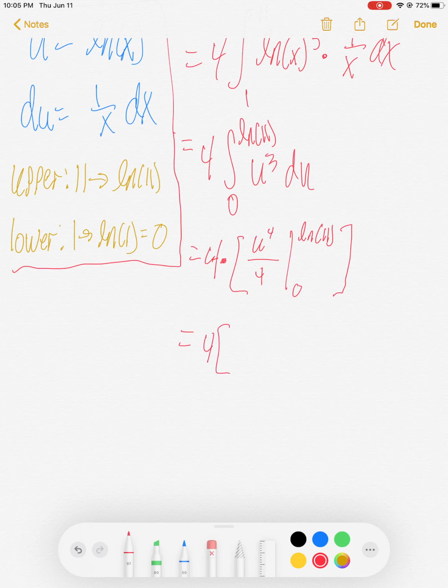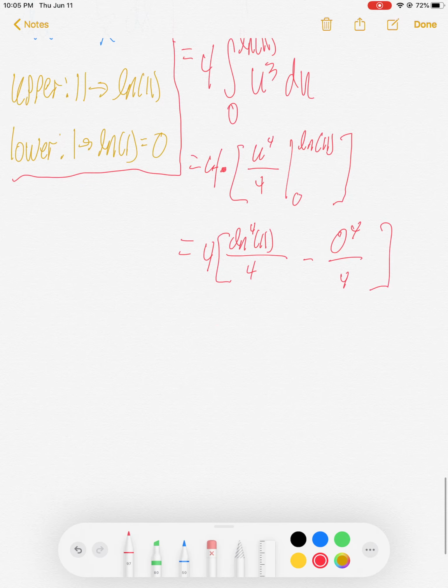All right, well, let's go ahead and complete this bad boy. So that becomes 4 times u cubed. Whenever I integrate that, I'm going to raise the exponent by 1, divide by my new exponent, and then I'm going to evaluate that from 0 to ln of 11. All right, so then I'm going to plug in my bounds, and I get 4 times ln to the 4th of 11 over 4 minus 0 to the 4th over 4.